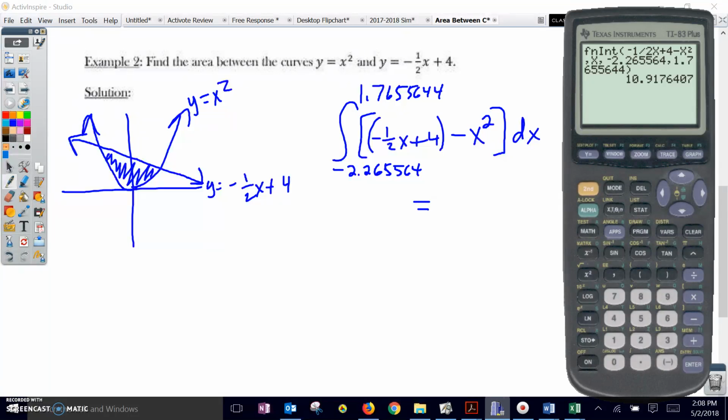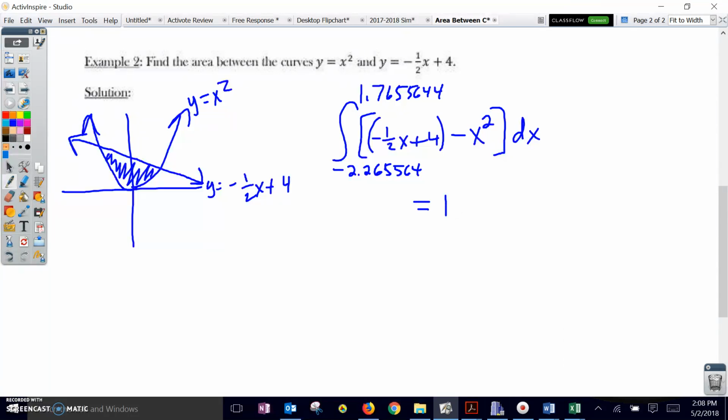Let me try that again. 10.918 as the value for the area of this region. And that's the end of example 2 and the end of this lesson.